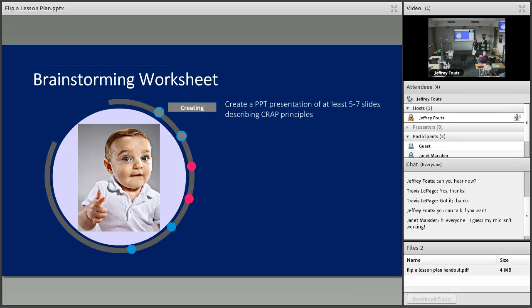So what I want you to do now, just do one at a time. Instead of focusing on the activities per se, what we want to do is this brainstorming worksheet. All of the Blooms levels are labeled here: creating, evaluating, analyzing, applying, understanding, and remembering.